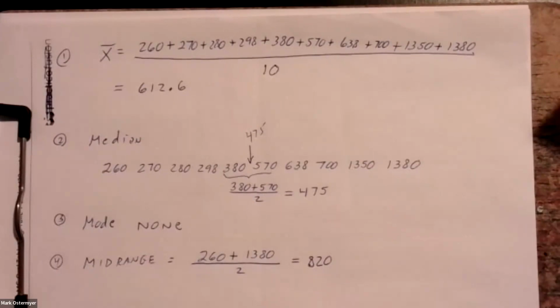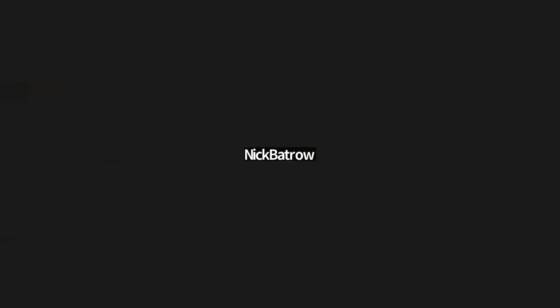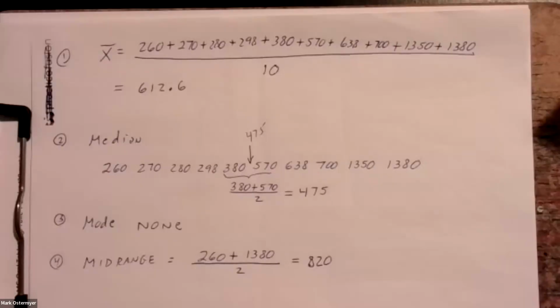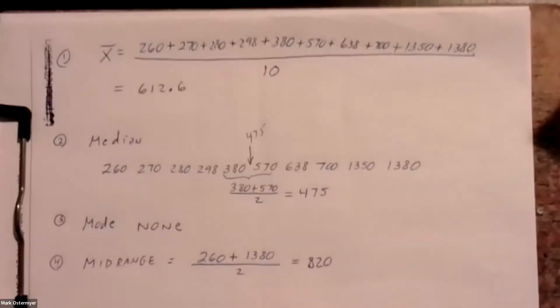So, did anybody get the median as being 475? The median. Did anybody get the mid-range value? Yes, I got that, 60 cents. So, that's computing some basic descriptive statistics from data sets.